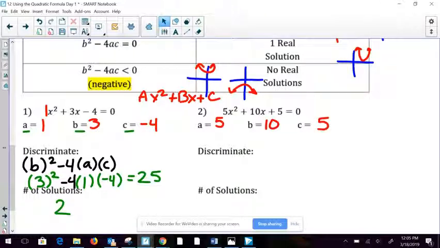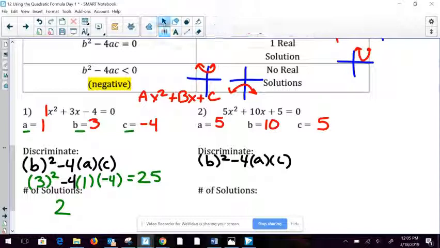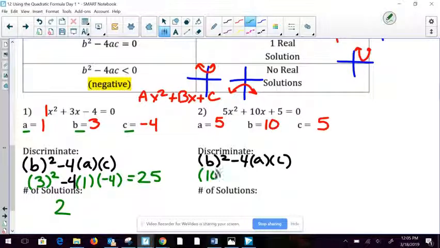So again, I'm going to write that little hint for ourselves of all my parentheses, and now I'm just going to do some substitution. So B is 10, so I have 10 squared. That -4 is part of our equation, and then A is 5, and C is 5. Good. So go ahead and punch that in your calculator. What did you come up with? Great job, a 0. Because the answer is 0, people want to say no solution, but no, this means that there's only one solution. Good.